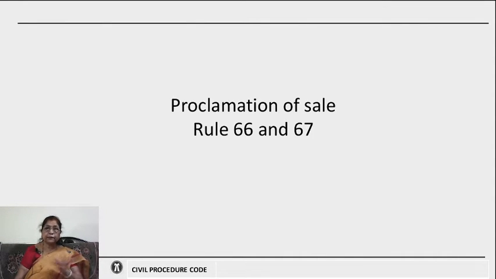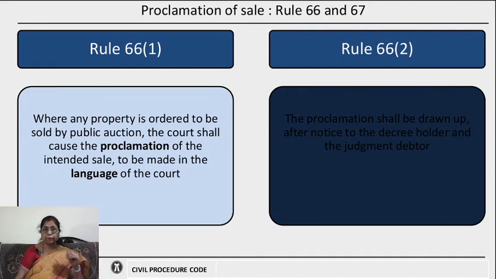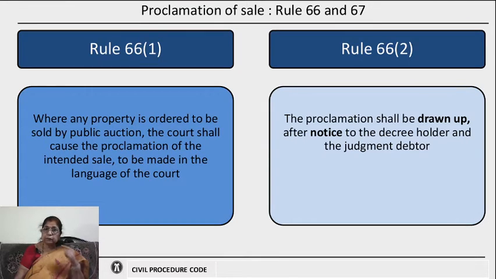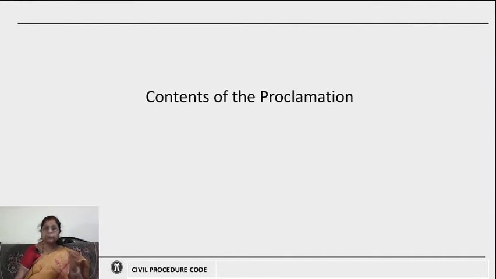Rules 66 and 67 speak about proclamation of sale. Whenever the property is ordered by the court to be sold by public auction, the court shall cause the proclamation of that sale to be made in the language of the court. So, the proclamation should be drafted in the language of the court and the court shall cause it to be published. This proclamation shall be drawn up after notice to the decree holder and the judgment debtor.